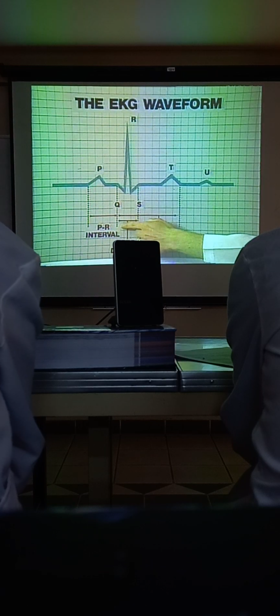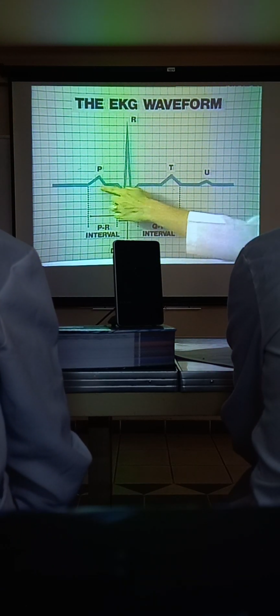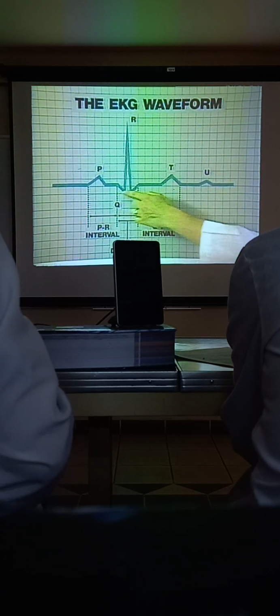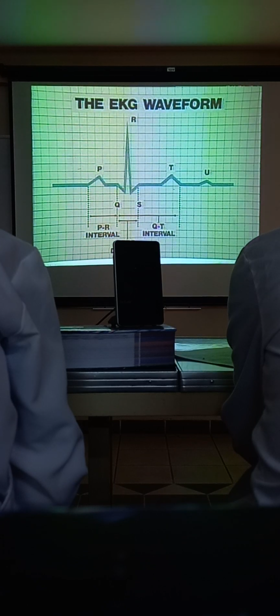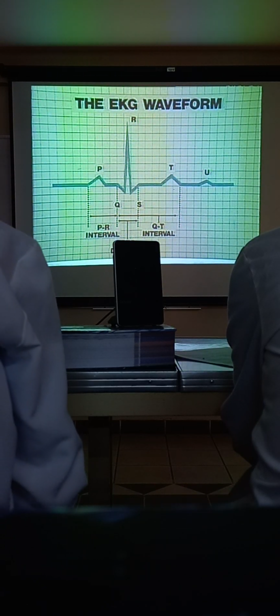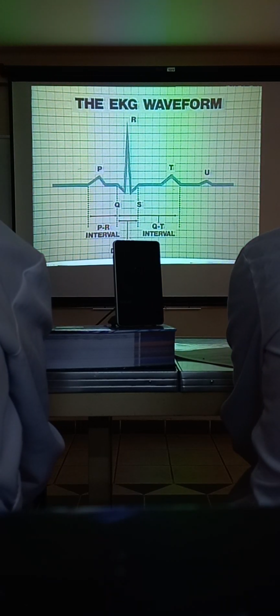The PR interval begins at the onset of the P wave and lasts until the onset of the QRS complex. It represents the amount of time it takes for the atrial impulse to reach the ventricles. The duration of the QRS complex represents the amount of time for ventricular depolarization.